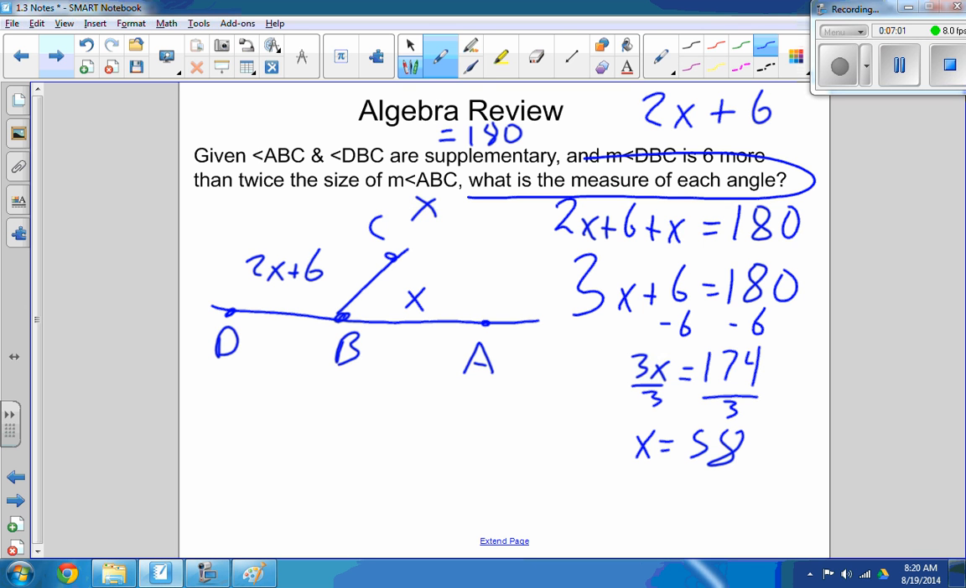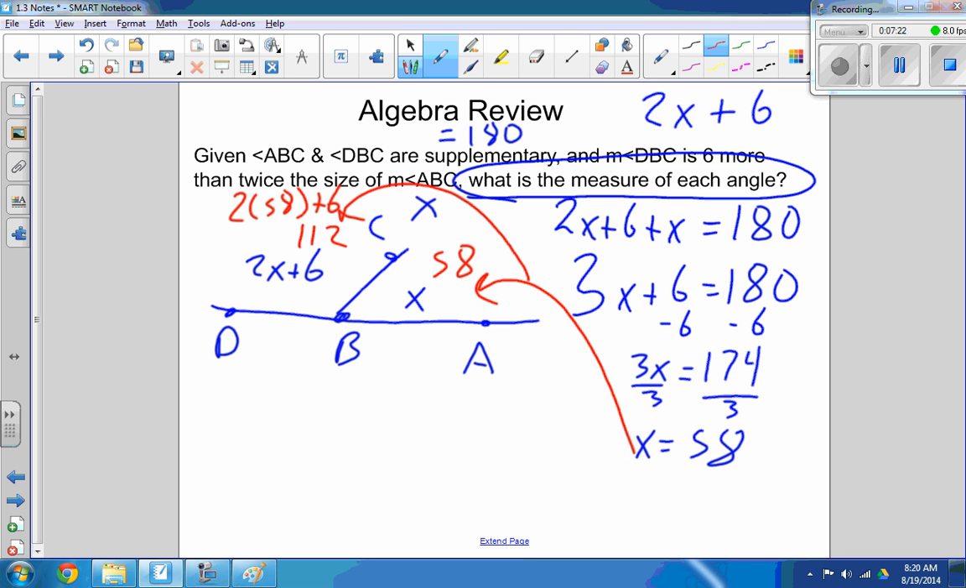Again, I'm not done. It says, what is the measure of each angle? So I'm going to plug this in. Well, this one's easy. It's just 58. Plug it into the other one. So 2 times 58 plus 6, and we've got that this angle is 112. Okay, so the measure of angle DBC is 112. The measure of angle ABC is 58. And that's the end of the lesson.